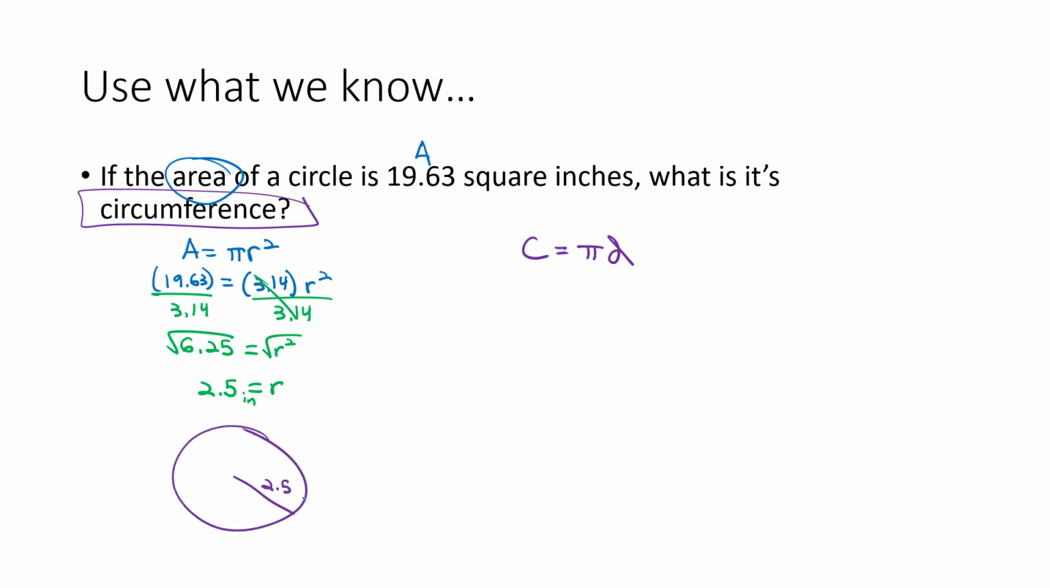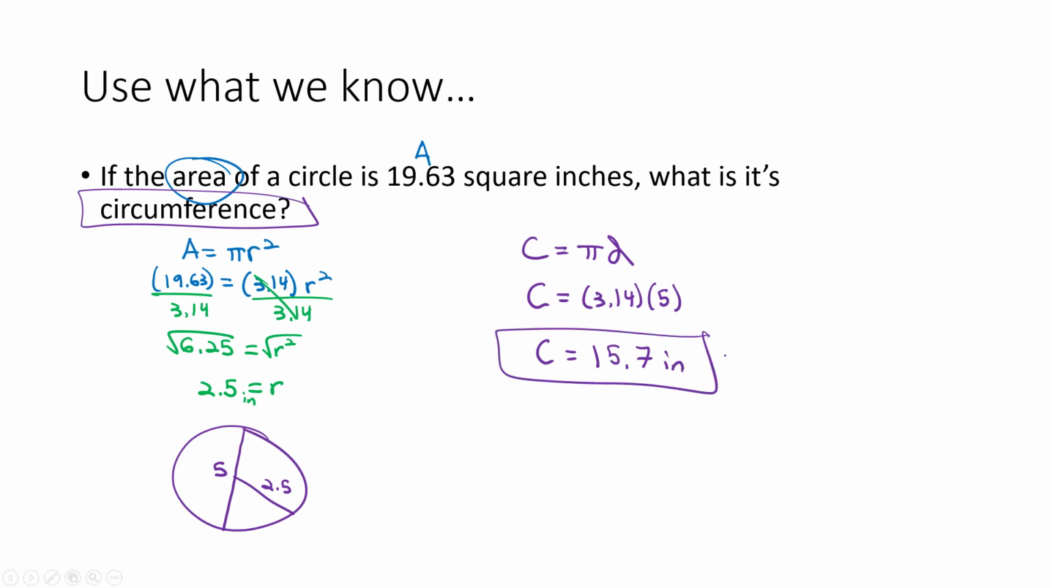Well, if we know the radius of the circle is 2.5, the diameter all the way across is double that, or 5 inches. So the circumference is 3.14 times the 5 inches. And when we do that, we get a circumference of 15.7 inches. So sometimes with our problems, we're going to have to take what we know and work to get what we need in order to answer the question at hand.